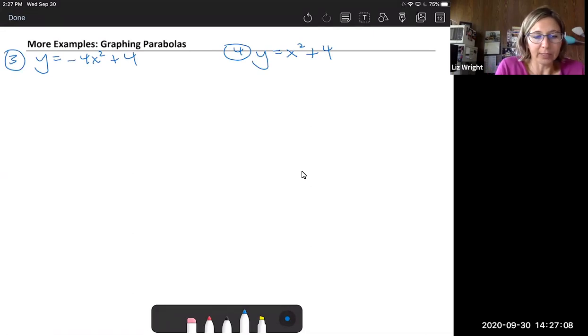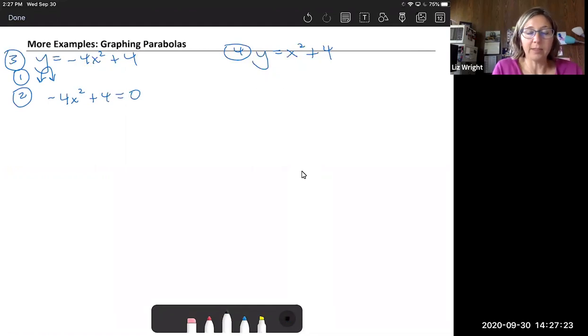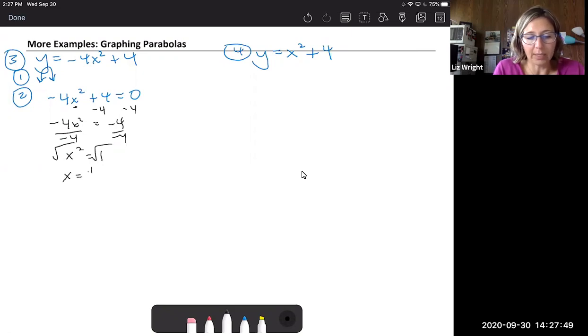All right, so first step, a is negative, so it's going to be opening down. Number 2, we're looking for roots. So it's going to be negative 4x squared plus 4 equals 0. This one, I'm looking at the fact that we don't have an x to the first, right? We only have x squared. So this is a perfect one to do square root property on. So subtract the 4. And then we're going to have negative 4x squared equals negative 4. Divide both sides by negative 4. And we're going to get x squared equals 1. Take the square root of both sides. And we're going to have x equals plus or minus 1.